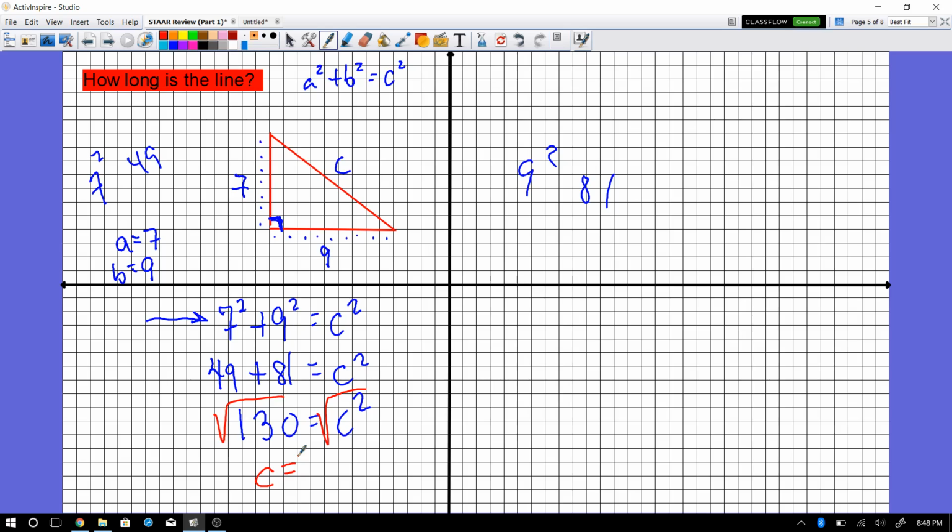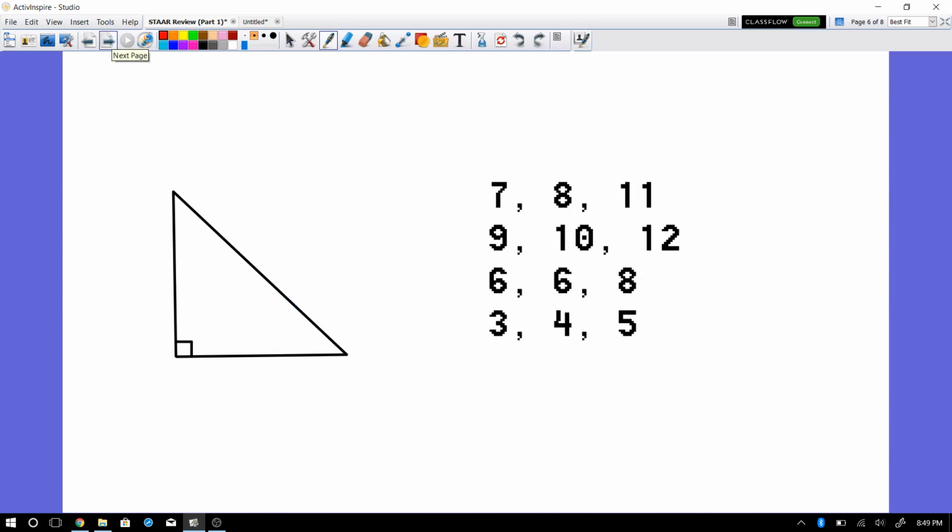About 11.4. It'll always probably round to the nearest tenth or hundredth, so this will be the most accurate answer you could find. And you know that it at least has to be larger than A and B. So if you came out with an answer like 8, you'd know that you're wrong because C is the hypotenuse, which is the longest side. Use the rules to verify your answers.